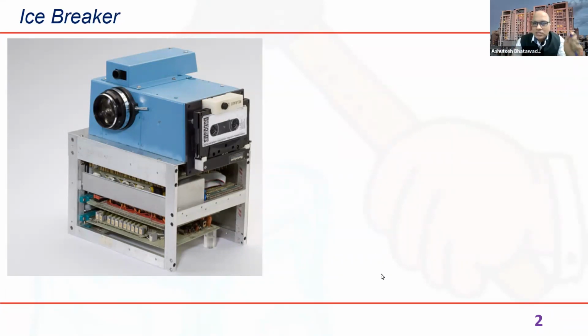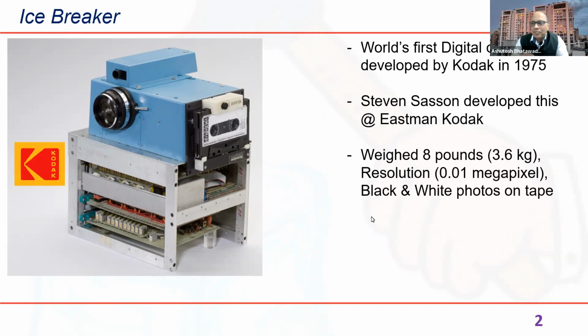This is the world's first digital camera, and it was developed by a company with which we have a lot of emotional connect, Kodak. We all grew up with Kodak, a Kodak moment, the pioneers in photography for almost 90 plus years, or in fact 100 plus years. Steve Sasson, an engineer working in Eastman Kodak, developed this product, and it weighed 3.6 kilograms. Just imagine your smartphone, which is not even 300 grams today. But this weighed 3.6 kilograms.